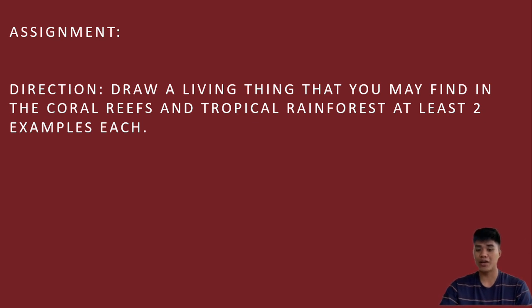Now, draw a living thing. Direction. Read the direction first. Draw a living thing that you may find in the coral reefs and tropical rainforest. At least 2 examples each: 2 that you may find in the coral reefs and 2 for the tropical rainforest. You have to pass it tomorrow.